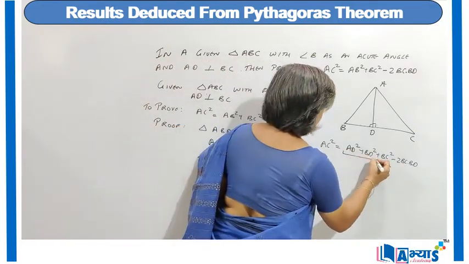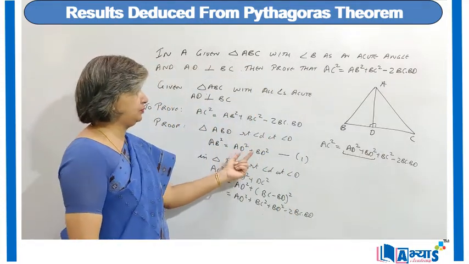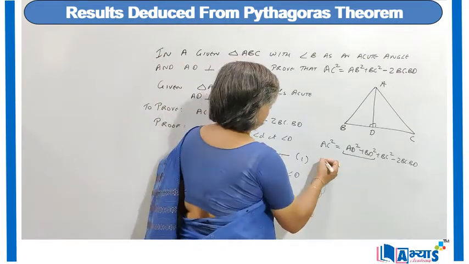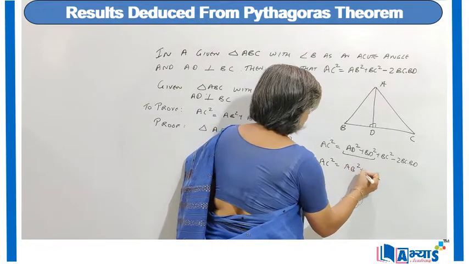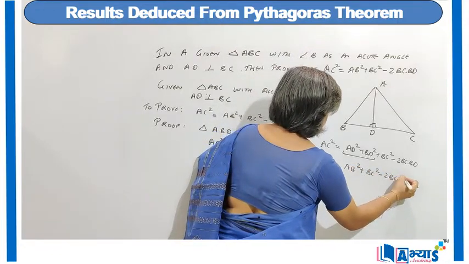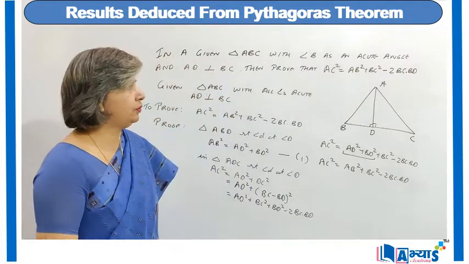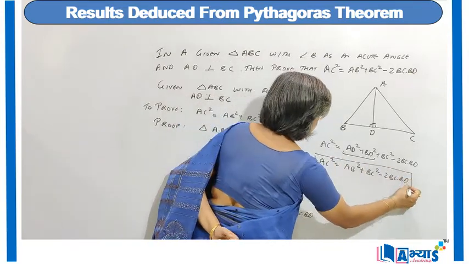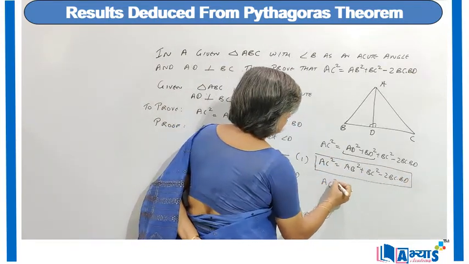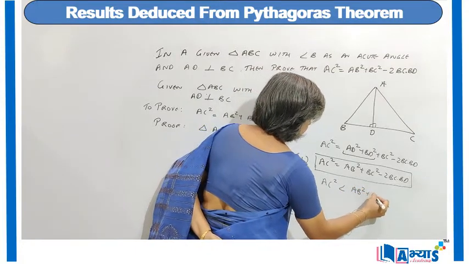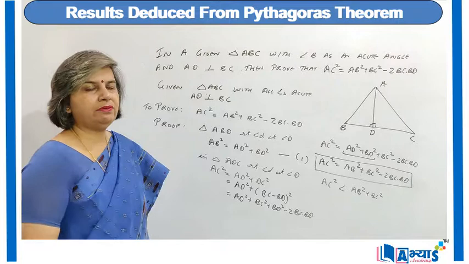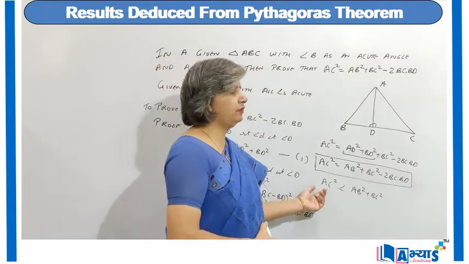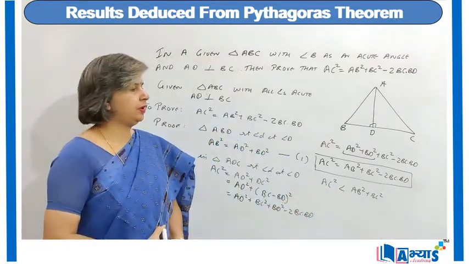Now we can group AD square and BD square, and from equation 1, AD square plus BD square is equal to AB square, so we replace them with AB square. So we get AC square is equal to AB square plus BC square minus 2BC into BD, and this is the relation that we wanted to prove. Or we can say that AC square is less than AB square plus BC square. This is the relation that we have deduced for an acute angle. That means in an acute angle triangle, the square of the third side will be less than the sum of the squares of the two sides.